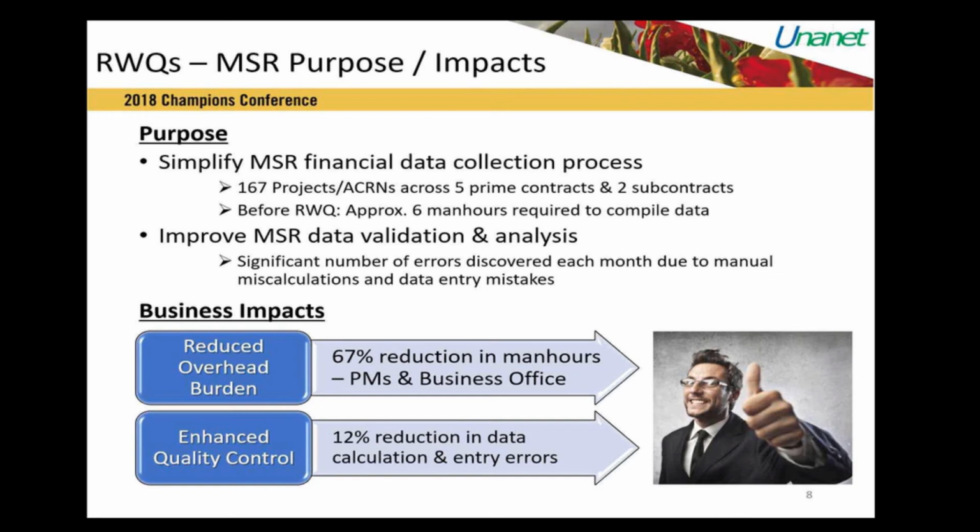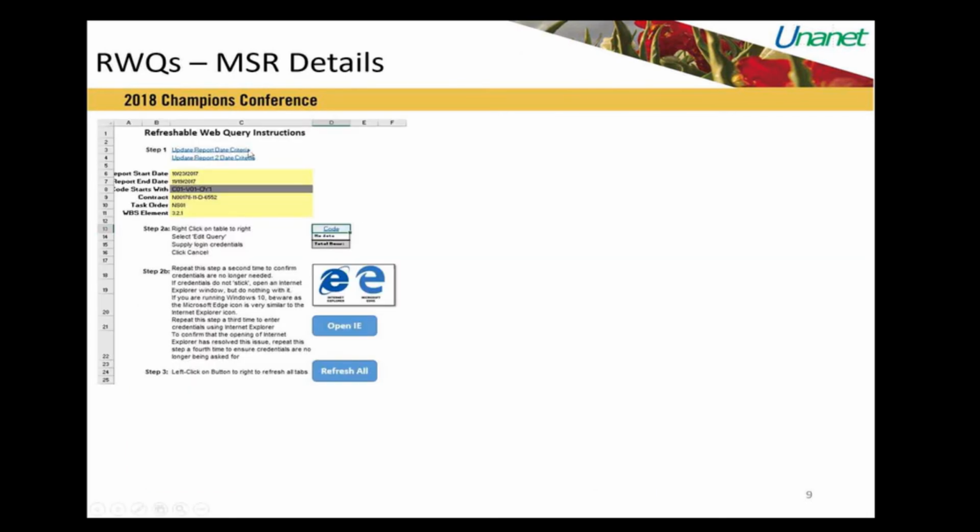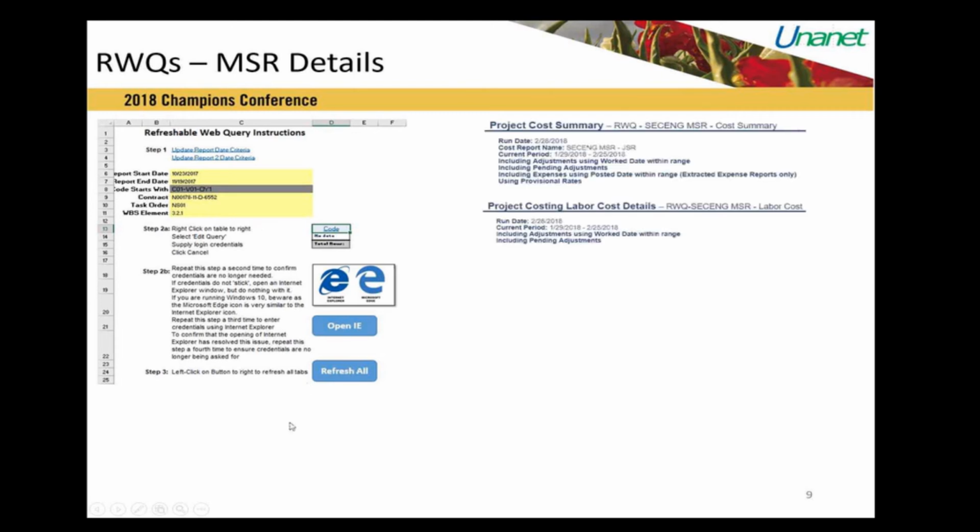The output for the refreshable web query MSR looks similar to this. So the tool begins with this particular page, and what we end up doing is going in to update the 2 different reports, and we load in the parameters for the particular time period or the month that we're working with. And then we go in and open up the table. The 2 reports that we primarily utilize are an ad hoc customized MSR cost summary report, and then we pull in our labor cost report as well.